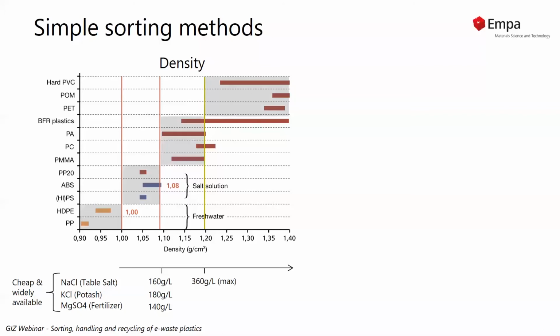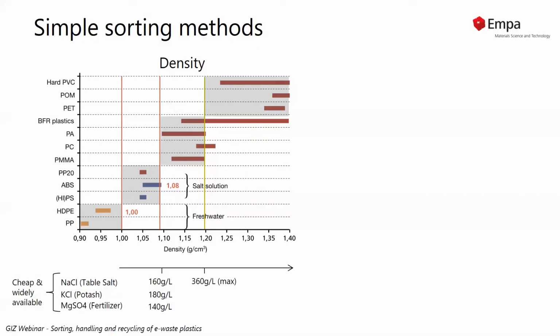And you get these sort of windows where you know that if I do several separations at different densities, I will only have a select few plastics remaining that all show the same behavior.